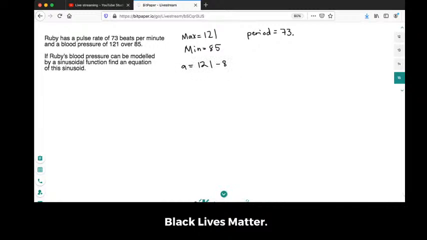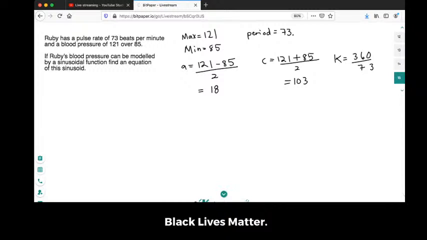So 121 minus 85 divided by 2 is going to be 18. And 121 plus 85 over 2 is going to be 103. K is going to be 360 divided by 73. Now I'm just going to leave that as a fraction for right now to make life easier. Let's start plugging stuff in.